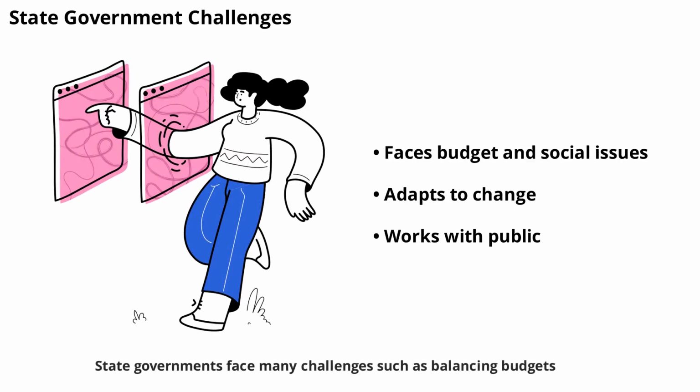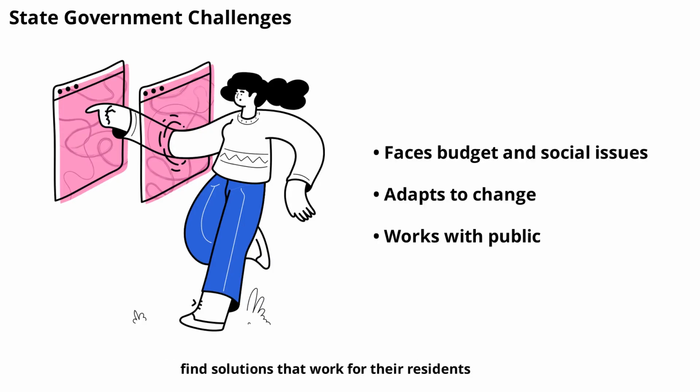State governments face many challenges, such as balancing budgets, responding to emergencies, and addressing social issues. They must adapt to changing circumstances and find solutions that work for their residents. By working together and listening to the public, state governments can overcome obstacles and continue to serve their communities.